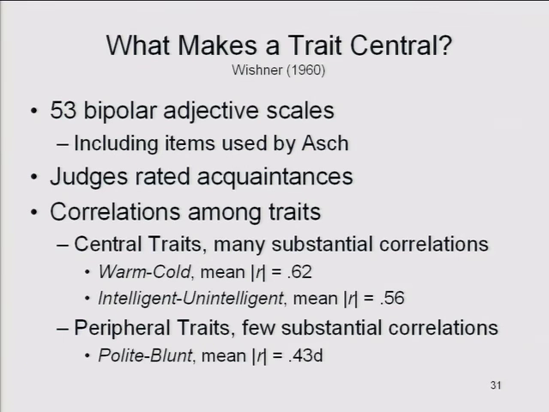And what he did was to examine the pattern of correlations among traits. And what he discovered was that traits that Asch had identified as central traits, like intelligent versus unintelligent, warm versus cold, tended to have relatively high correlations with the other traits in the matrix.